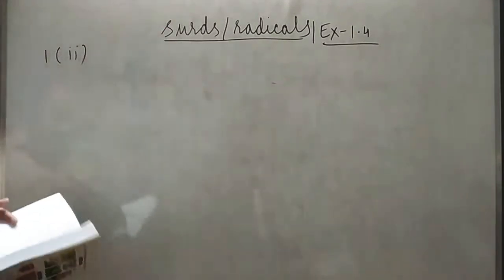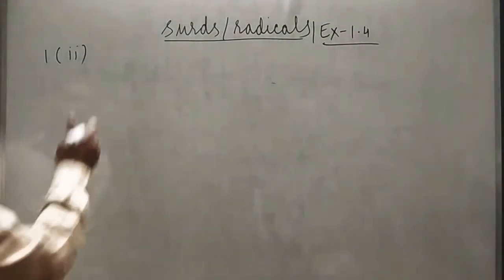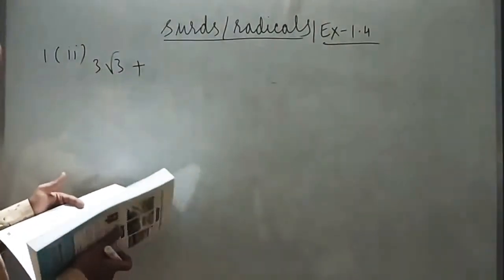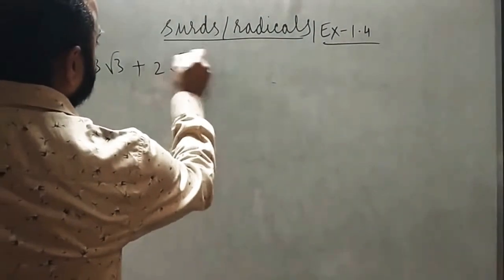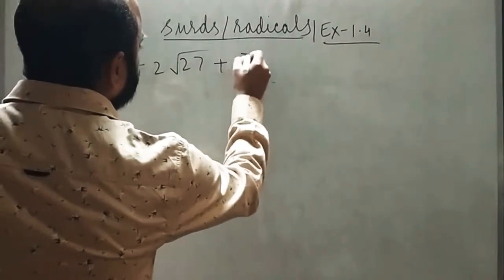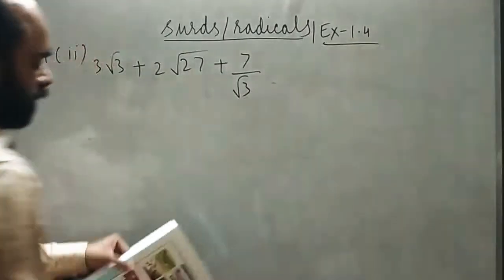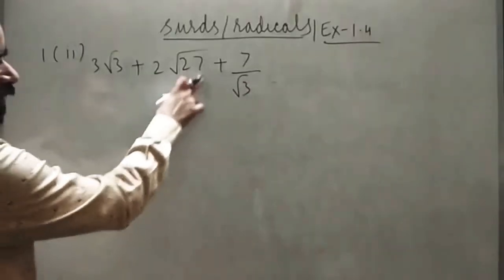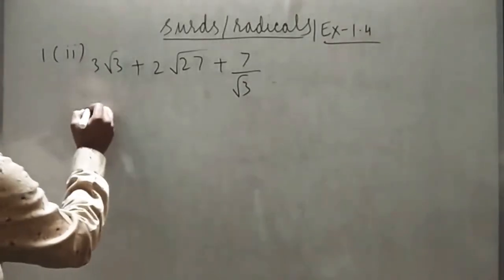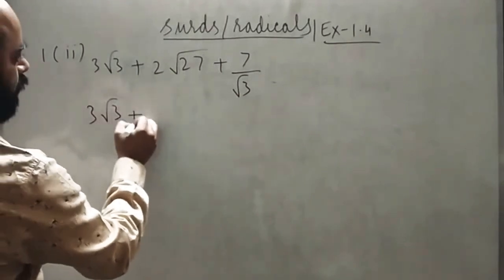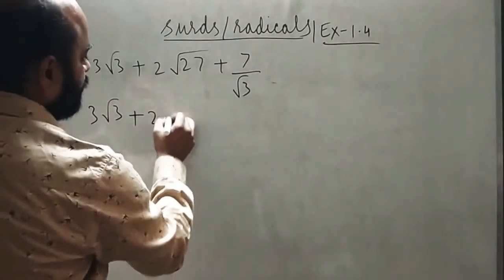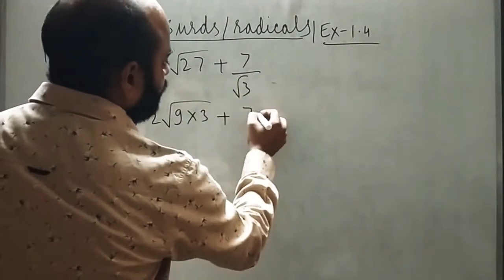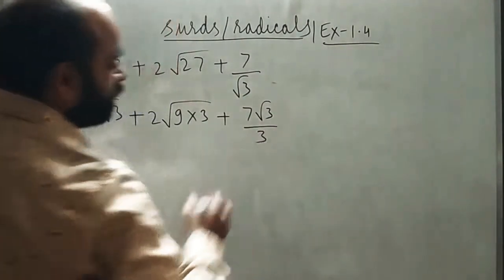See, the question is 3 root 3 plus 2 root 27 plus 7 upon root 3. Clear? So this is the question. Here 3 is multiplied, 2 is multiplied, correct? So this will remain same. 2 root 27 means 27 can be written as 9 into 3. This can be written as 7 root 3 upon 3.